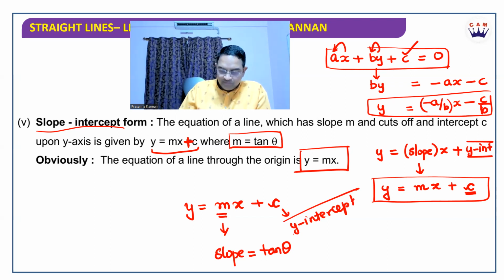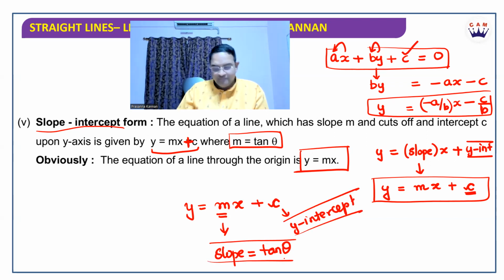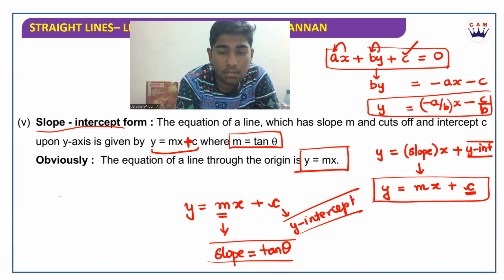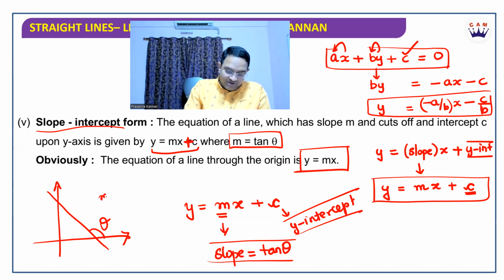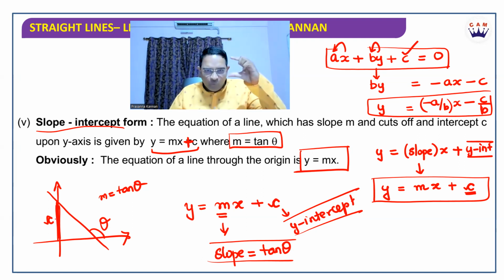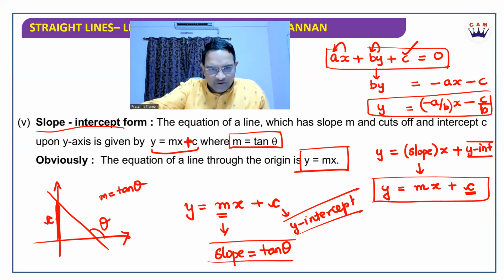Come on, what is it? Y-intercept. Exactly. So if I draw it in the diagram, let's say I have a straight line, it makes an angle theta with the x-axis, then tan theta is called m. So m is equal to tan theta. And this length will be called as what? Small c. Why? That is the y-intercept. In this equation, the x-intercept is not going to figure in this equation. Is it clear?